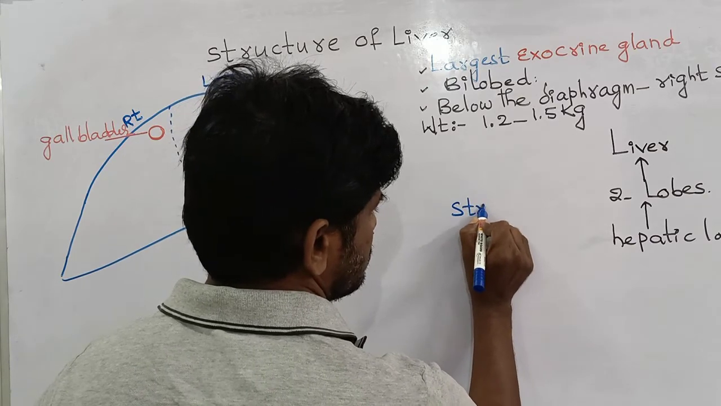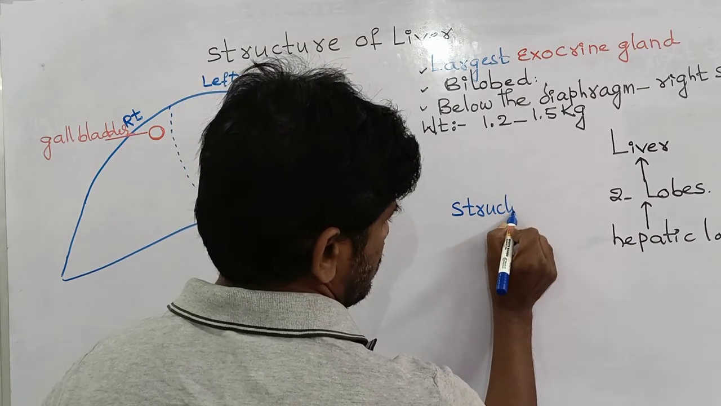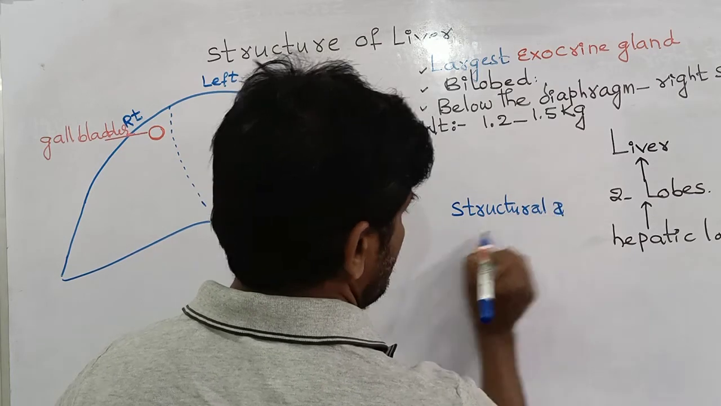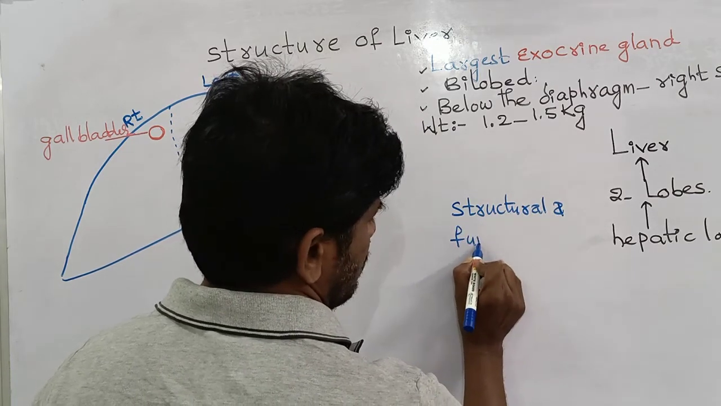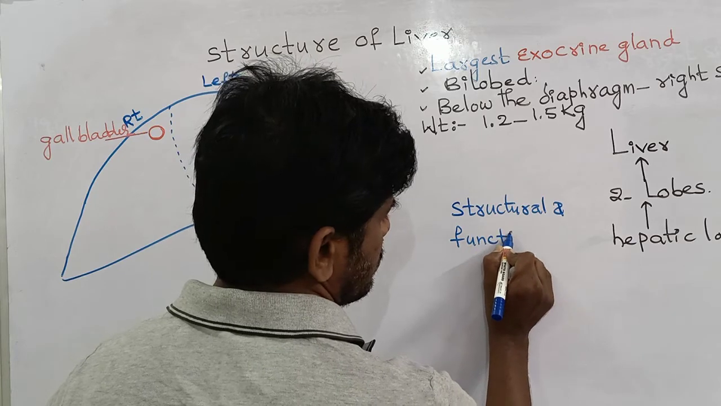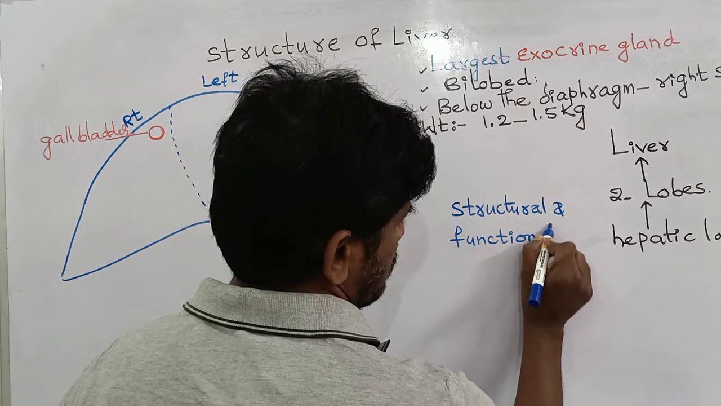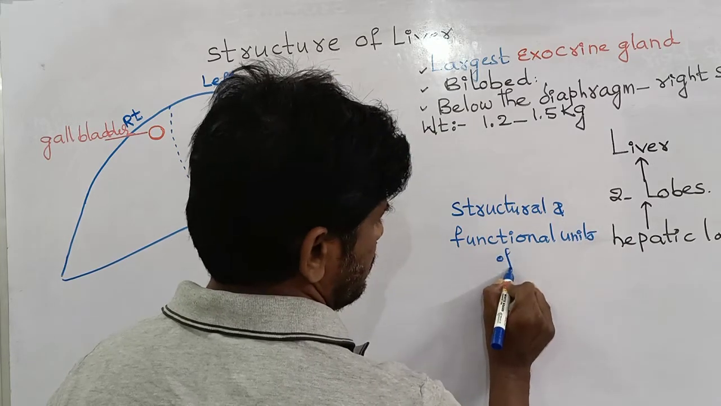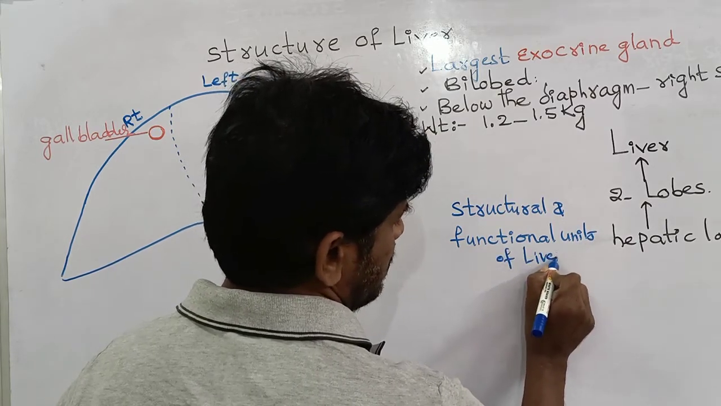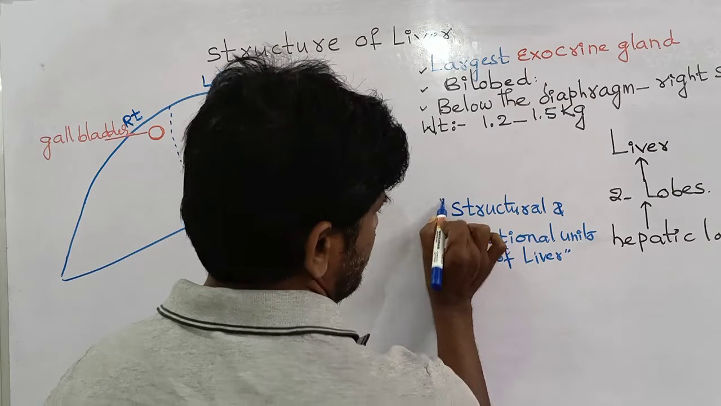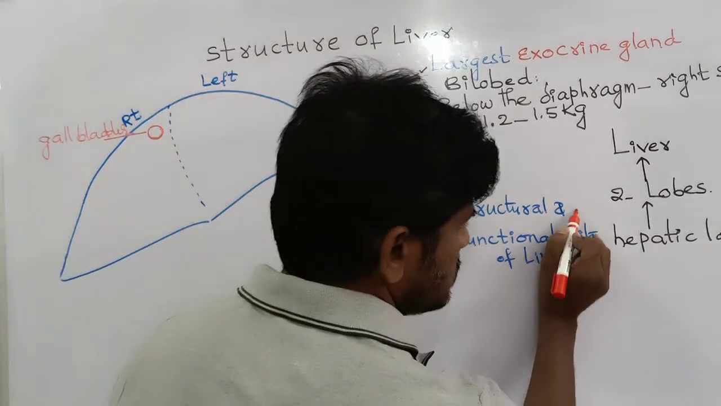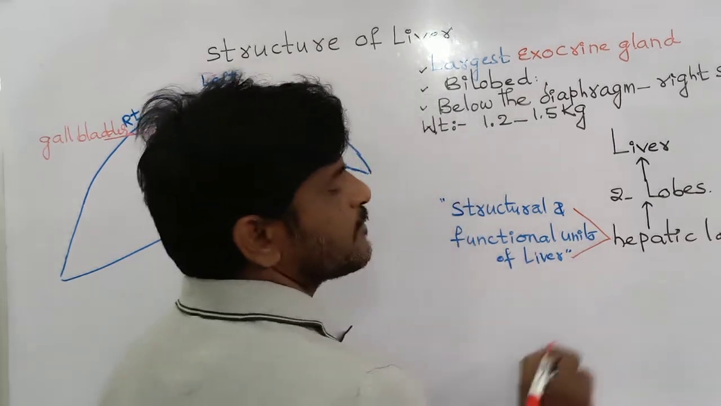Structural and functional units of the liver. Very important point: hepatic lobules are the structural and functional units of the liver.